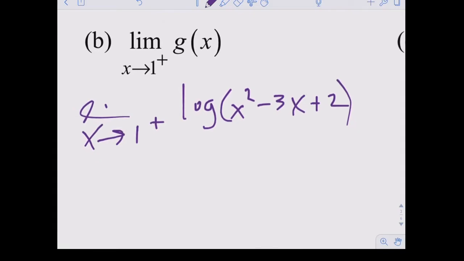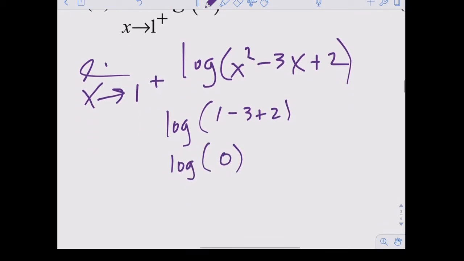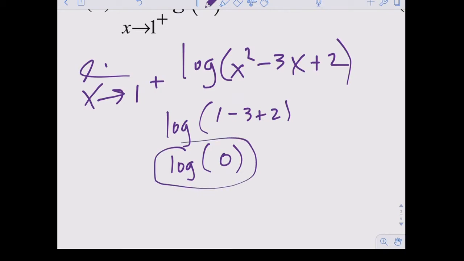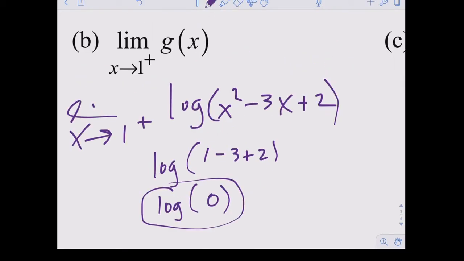And never not first, we'll plug in so that it gives us log of 1 minus 3 plus 2, which is log base 10 of 0. And that's a numeric answer, so we can box it and walk away, right? That's not a numeric answer, right? Because what is that equal to? It's equal to DNE. If you ever find yourself taking the log of 0, you are evaluating the log at its vertical asymptote, which is nice to know, right?